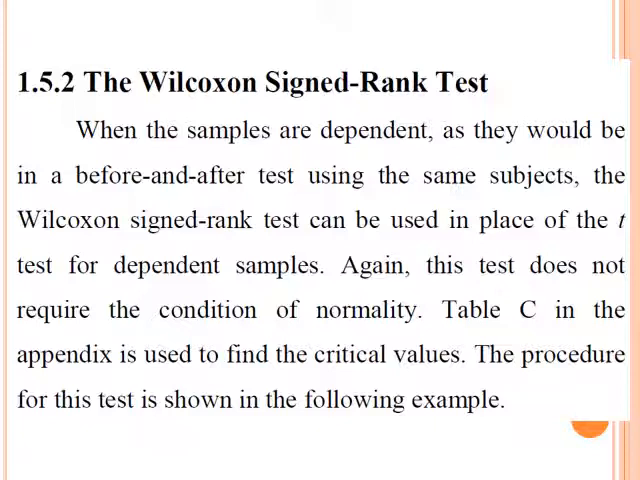We use this test when the samples are dependent because there's something common between the samples, like before and after tests. When the samples are dependent, they would be before and after tests using the same subject. The Wilcoxon sign rank test can be used in place of the t-test when the samples are dependent and the test doesn't require a condition of normality.